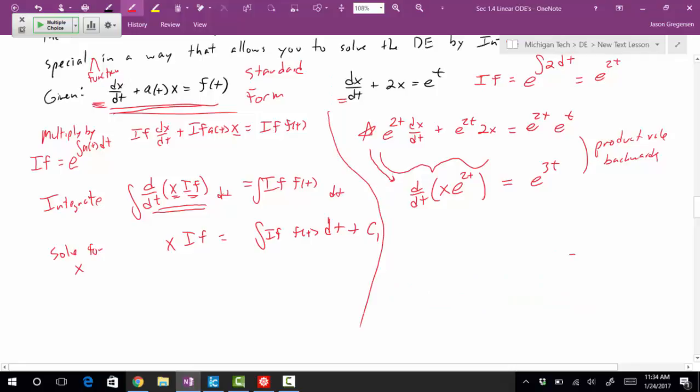All right, now I got this step. What's my next step? I got the derivative of some stuff on the left and some function on the right. Integrate. I integrate both sides with respect to t in this case. On the left-hand side, I just get this, so I'm integrating a derivative. On the right-hand side, I get 1/3 e to the 3t plus some constant. Make sure you add this on time.